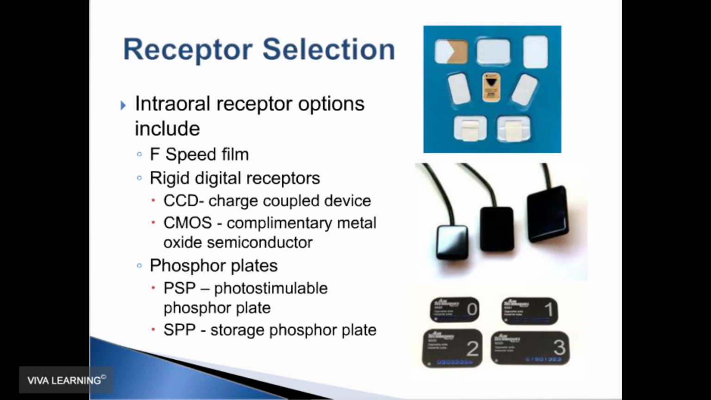There are two types of rigid receptors, CCDs and CMOS receptors. As you see here, they're typically wired, but there's one manufacturer that has wireless. And there are also photostimulable phosphor plates.